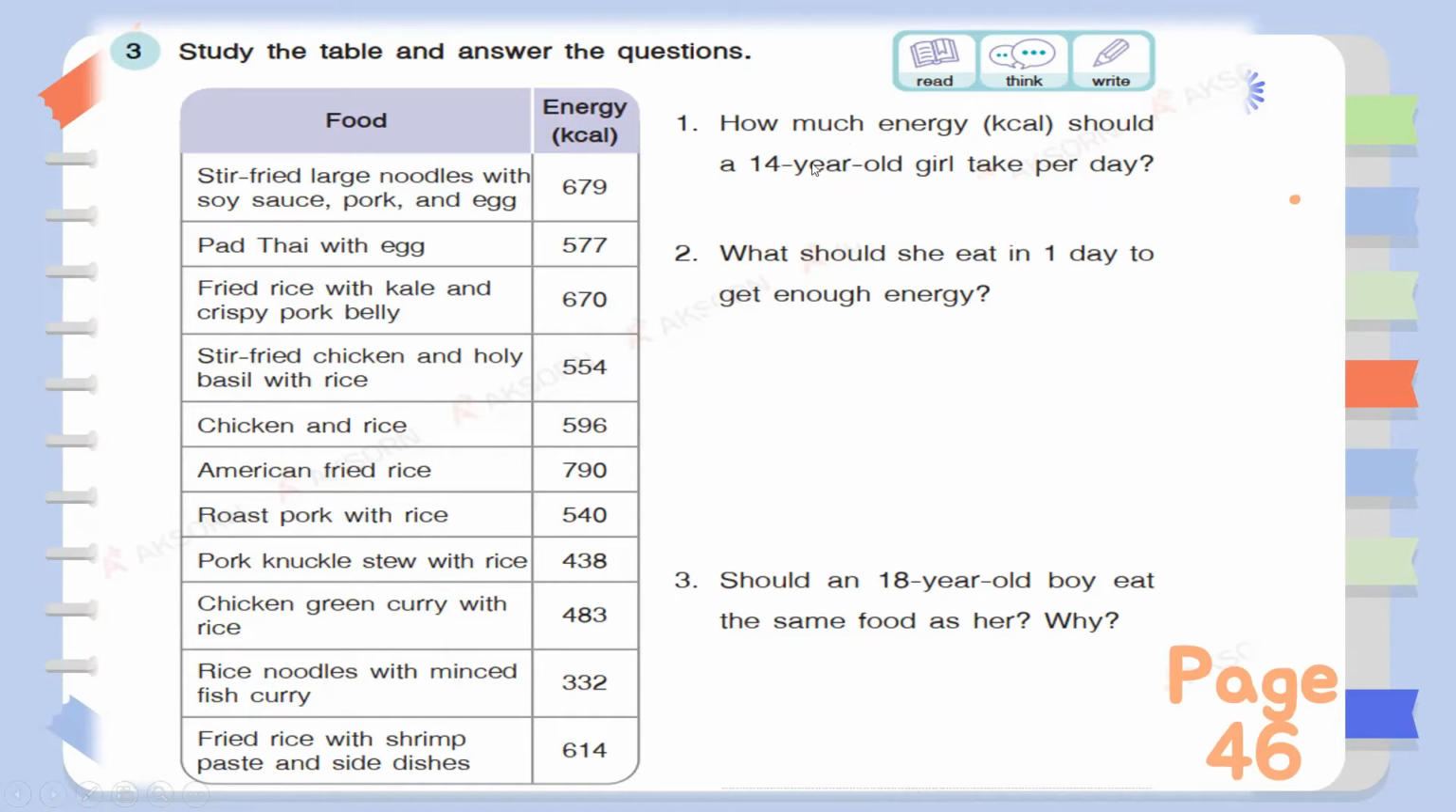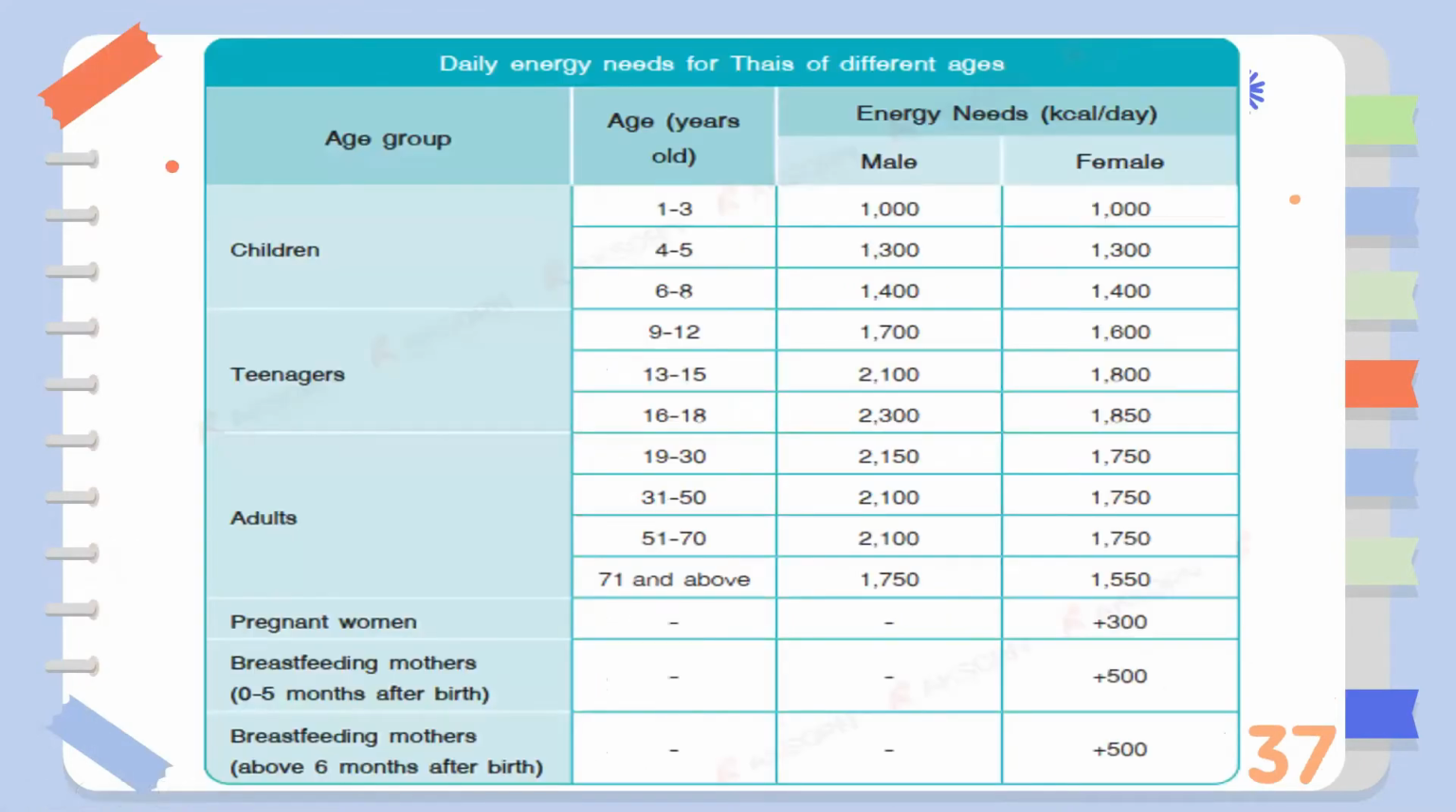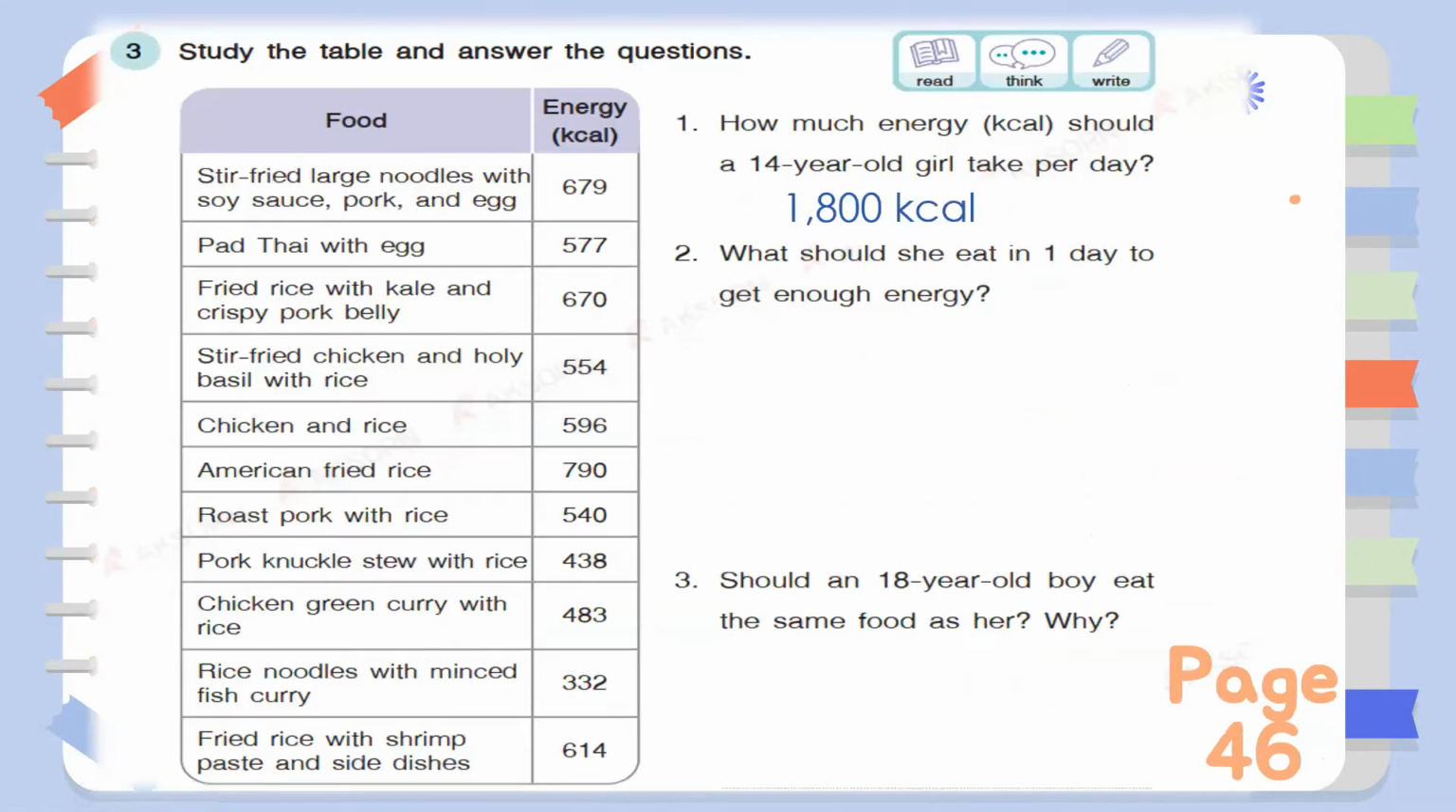So for this question, let's base from this table. So it says 14-year-old girl. So let's find where is the 14-year-old. So basically it is between 13 and 15. So female is 1,800. So let's write here 1,800 kilocalories. A 14-year-old girl needs to take 1,800 kilocalories per day.